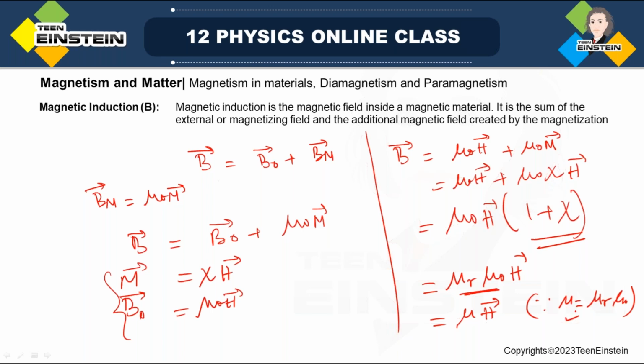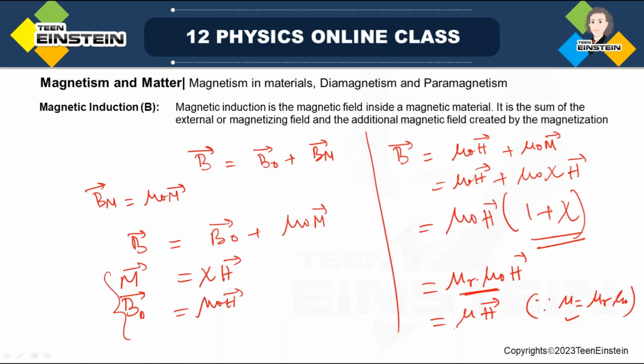This is the permeability of a material. Permeability, now we'll learn what is called permeability. First, let me finish this relationship. So what we are getting from here, B is equal to mu H. This is magnetic induction inside any material.